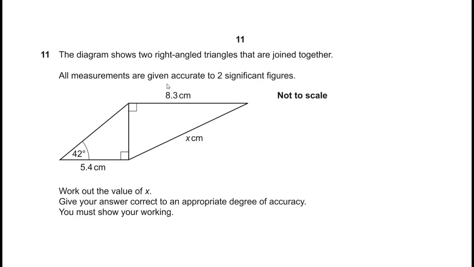Question number 11. The diagram shows 2 right-angled triangles that are joined together. All measurements are given accurate to 2 significant figures. We have to work out the value of x to an appropriate degree of accuracy, showing our working. Well, for us to find out what x is, I can recognise I've got a right-angled triangle, but I don't know this length. I can find this length recognising I've got a right-angled triangle. I've been given an angle and a length, so I can find out what this length is using trigonometry.